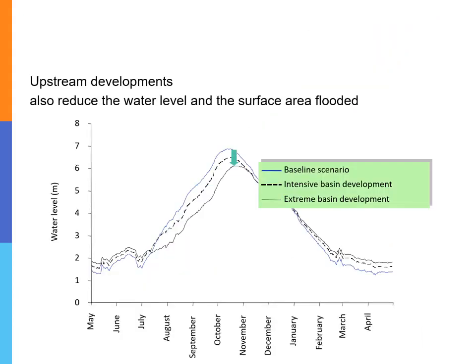These upstream developments store water officially during the rainy season, and in fact also a bit during the dry season, and as a consequence they modify the surface area flooded. So there are different scenarios depending on the number of dams, but all these scenarios agree that they will reduce the surface area flooded.